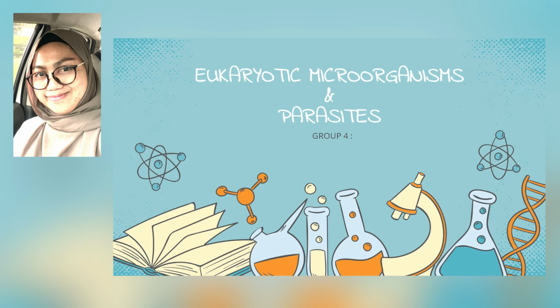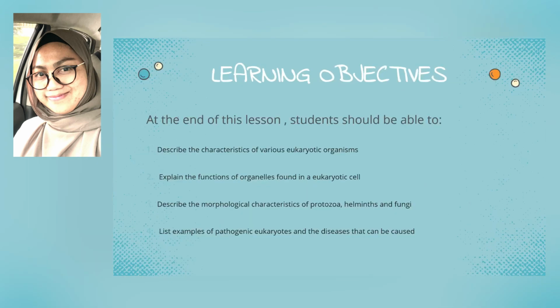We would like to present our topic, eukaryotic microorganisms and parasites. Our learning objective: by the end of this lesson, students should be able to describe the characteristics of various eukaryotic organisms, explain the function of organelles found in a eukaryotic cell, describe the morphological characteristics of protozoa, helminths, and fungi, and list examples of pathogenic eukaryotes and the diseases they can cause.